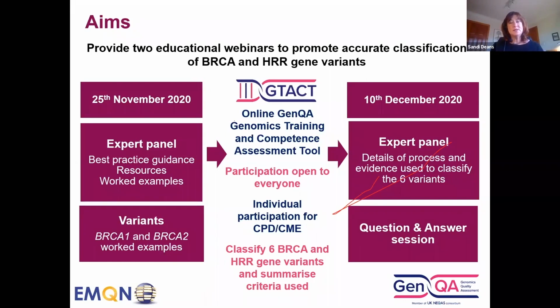It's about individual participation for your own continuing professional development, and it's not laboratory based. The aim is for you to log in and classify 6 different gene variants and summarize the criteria used. Many of you will have participated in previous runs, so this is now classed as BRCA Run 5. The idea is then we will follow up with a second webinar on the 10th of December, and again our expert panel have very kindly agreed to go through their processes of classifying and the evidence taken into account to classify these 6 variants, and then we'll have a live question and answer session.